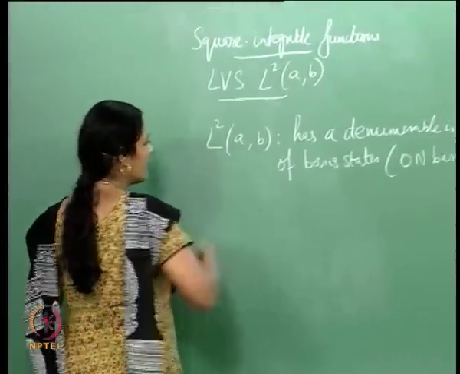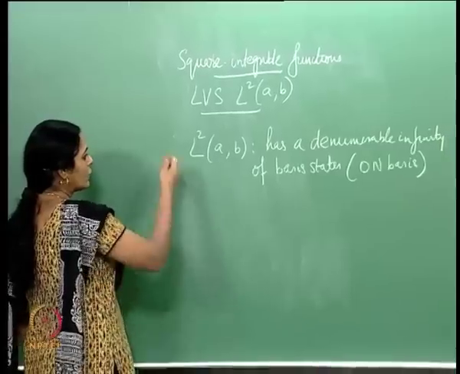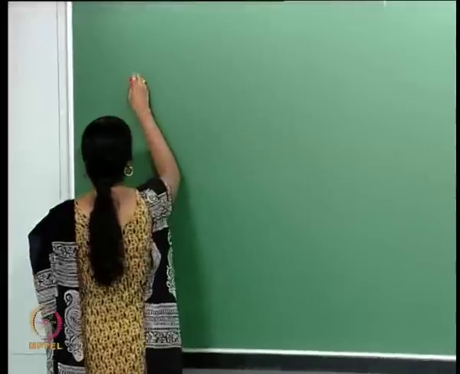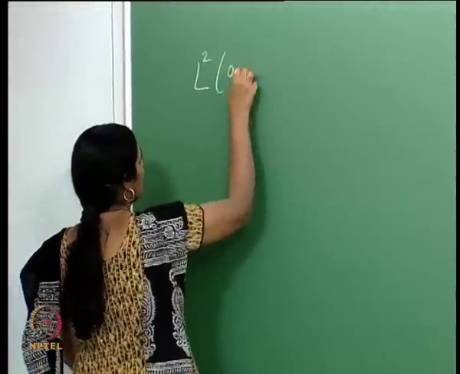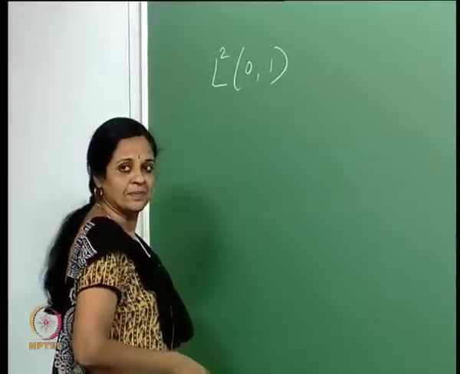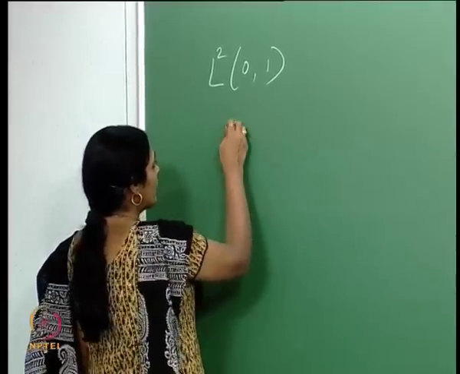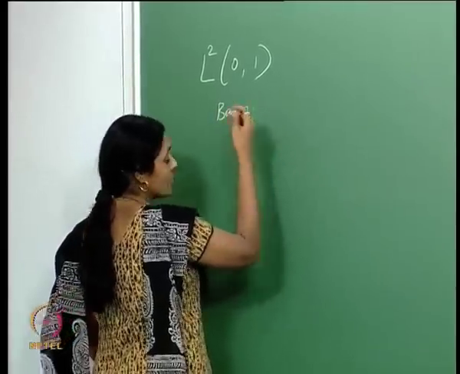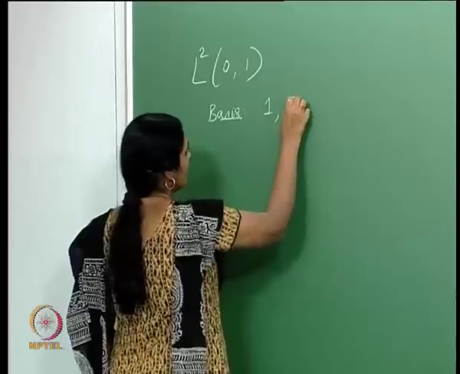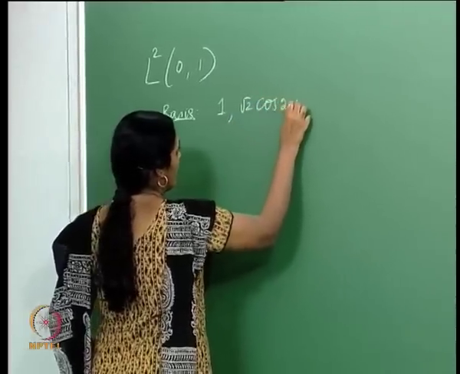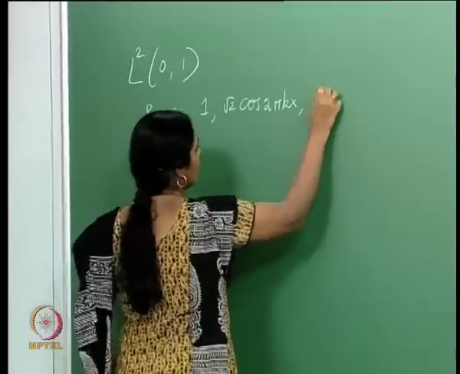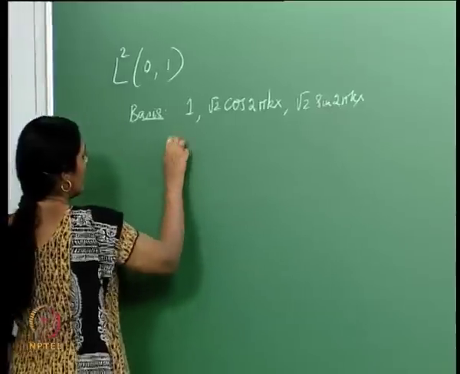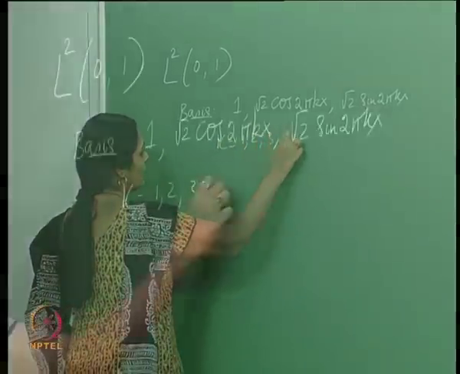So, since a and b can take various values, I would like to give certain examples of L2 of a comma b right away. So, let us look at L2 of 0 comma 1. Now, in this space we can easily check that the basis states, the basis vectors, are 1, root 2 cos 2 pi k x and root 2 sin 2 pi k x, where k itself takes values 1, 2, 3 and so on.